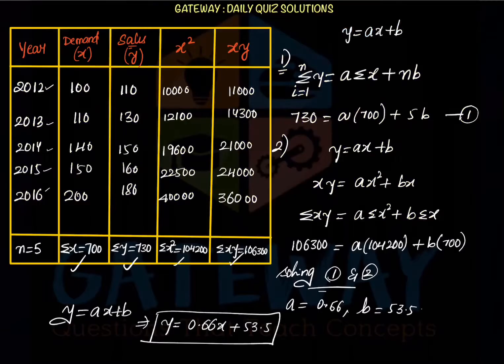First of all, we need to take the table and calculate all the data: sigma x, sigma y, sigma x square and sigma xy. If you take x is equal to ay plus b, then here you need to take sigma y square and again sigma xy. So it depends on this.